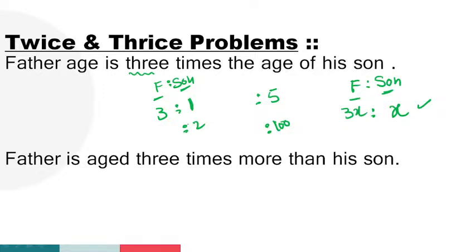Next, for example, you take the son's age as 2 parts. The father is how many parts? 3 parts, 2 3s are 6. If you take the son's age as 5 parts, 5 3s are 15. If you take the son's age as 100, 100 into 3, 300. Let me calculate: 20 and 20 cancel, and the final answer is 3 is to 1. Whatever value you take, finally we will get the same answer, 3 is to 1.